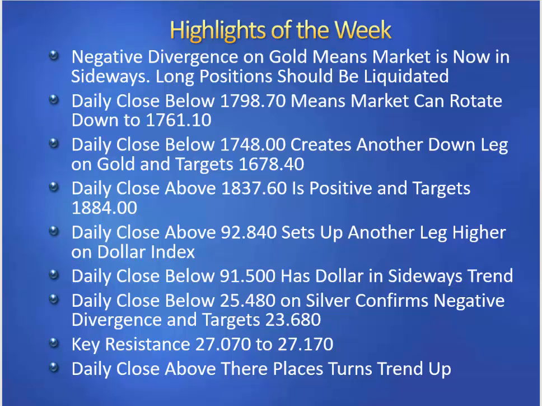On the dollar, a daily close above 92.84 sets up another leg higher. And it will take a daily close below 91.50 to put the dollar back in sideways. On silver, a daily close below 25.48 confirms the negative divergence and targets the distant level at 23.68. Key resistance is 27.07 to 17, and a daily close above there turns the trend up.